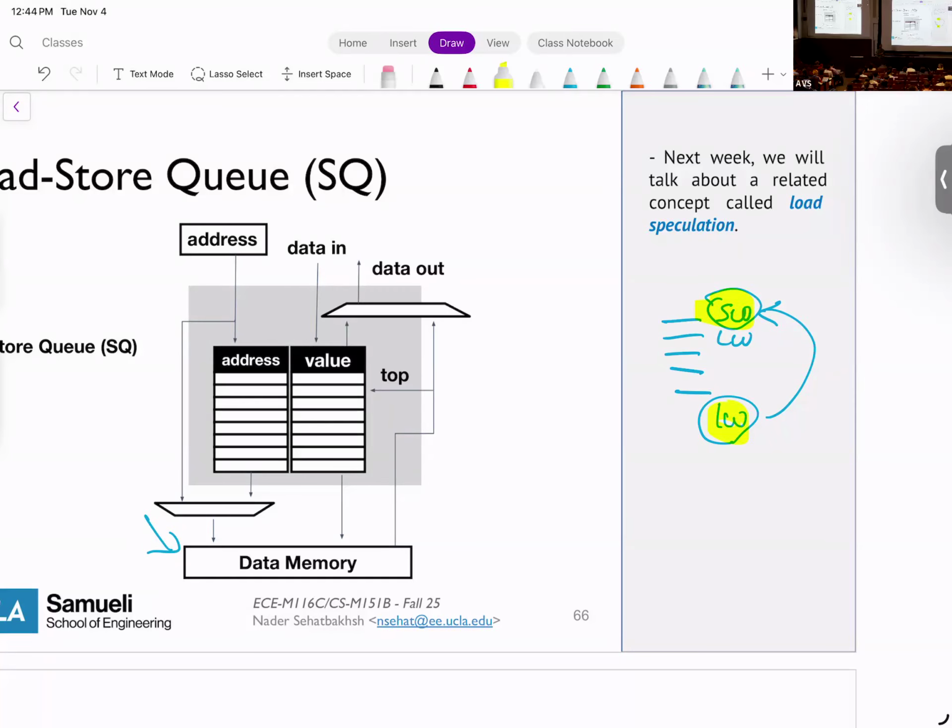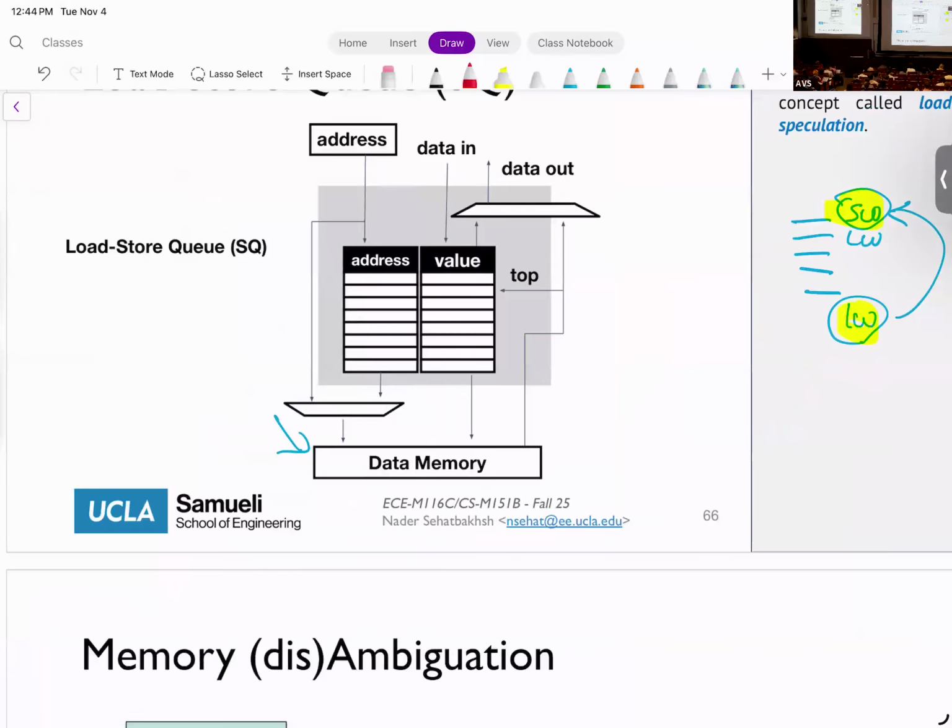Yes? So the question is, do you store multiple values? No, it's usually one per one. So one address and one value.